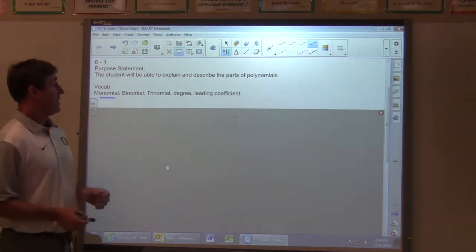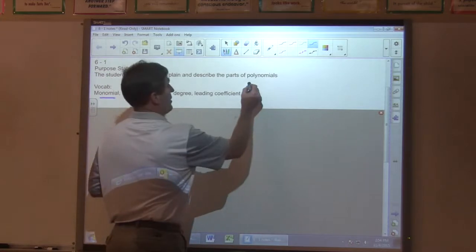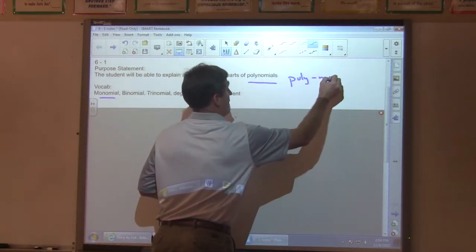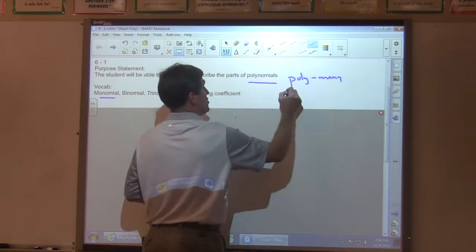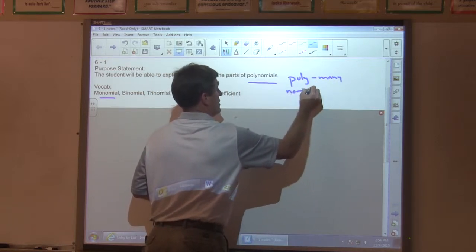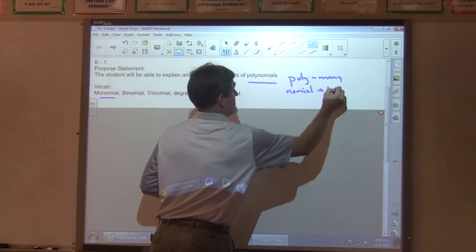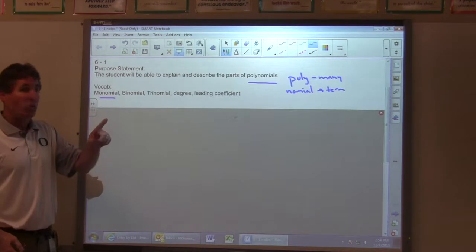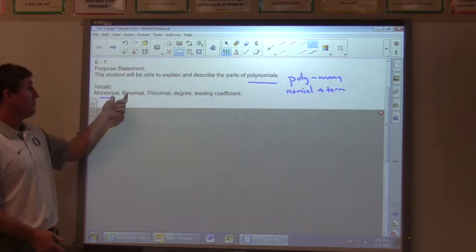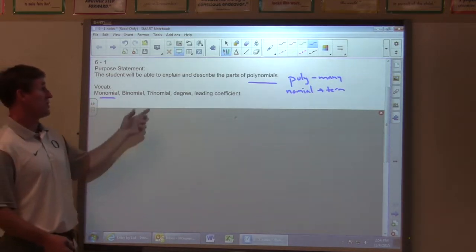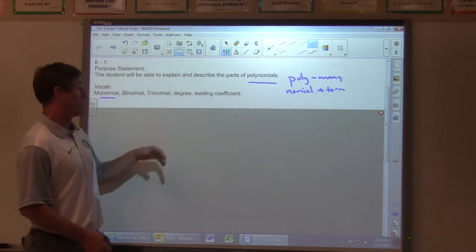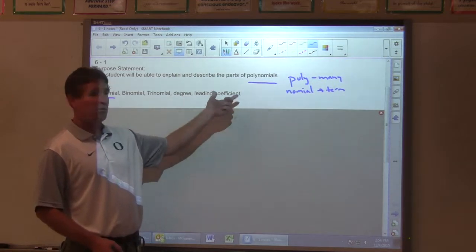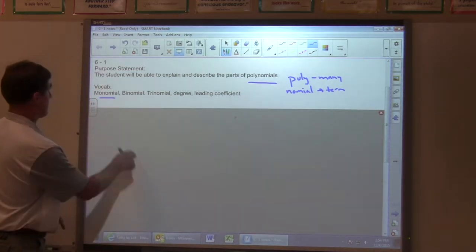Monomial, well, let's start with polynomial. Polynomial, poly means many, and nomial is terms. So polynomial is many terms. Mono means one, so monomial is one term. Bi is two, so binomial is two terms. Trinomial, three terms, and so on. Probably new terms for you might be degree and leading coefficient, which we'll get to explaining in a minute.